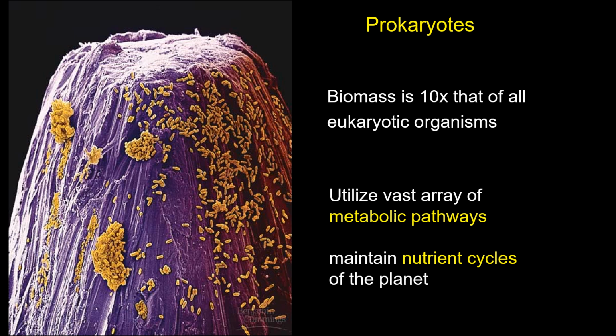They form the base of every food chain. In terms of biomass, they are by far more abundant than eukaryotic organisms. So biomass refers to the mass of living stuff, all the living goo on the planet. If you took all the giraffes and all the plants and all the aardvarks, you took them all and you weighed them, measured all that mass of living stuff coating the earth, the biomass of prokaryotes is 10 times the biomass of eukaryotic organisms.